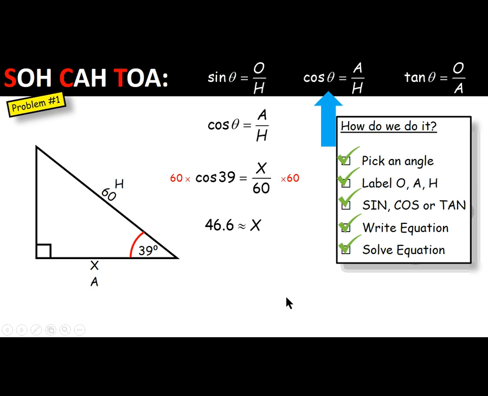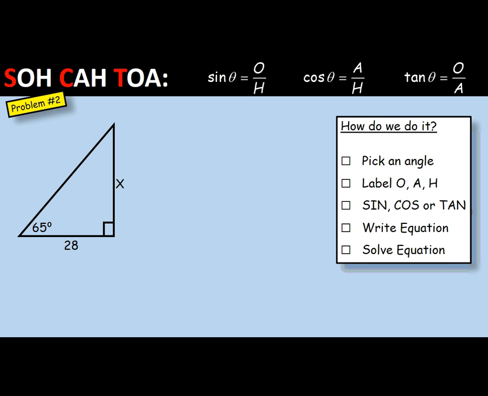All right, we're going to try a handful of other problems, but they're all done basically the same way. Here is problem number 2. Step 1, pick an angle. We're going to pick the 65 degrees. Never pick the 90. Next, label our sides O, A, and H. So we want to make sure we know them. Is X going to be O, A, or H? Is 28 going to be O, A, or H? And then this blank side over here we're not going to use in this problem. But in this case, X is the opposite, 28 is the adjacent, and the blank side is the hypotenuse.